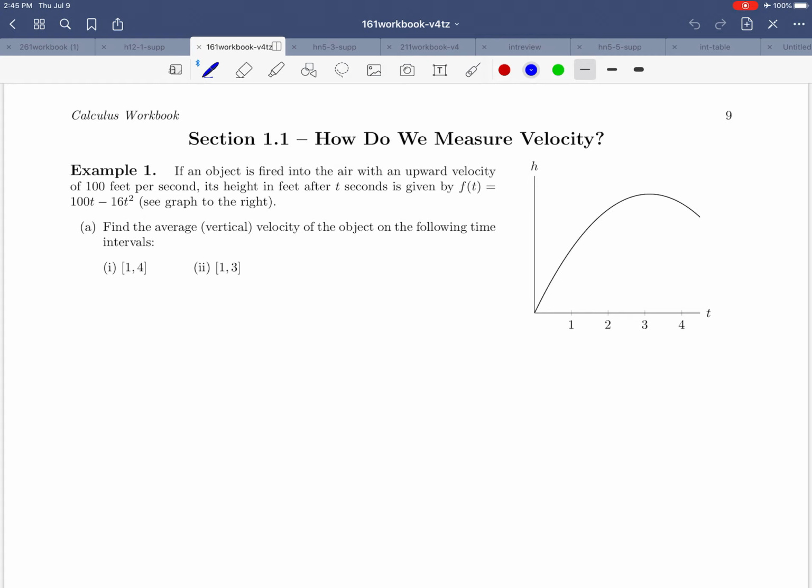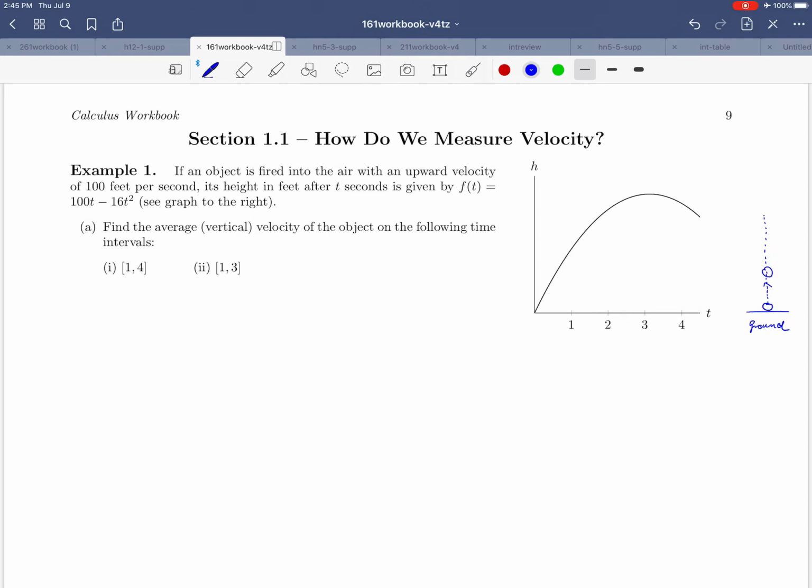Okay, so what's the situation? Well, we have an object. It's being tossed or fired up into the air. So let's draw what this looks like. I'm going to draw that over here to the right of the graph. So we have some object. Right here we have the ground. And our object, let's say it's a ball. It starts on the ground and then it's being fired into the air, so it's moving up.